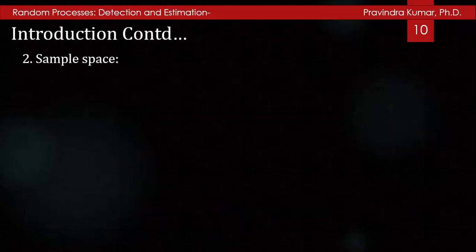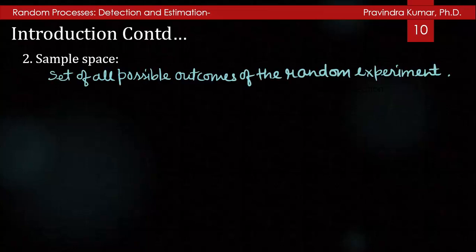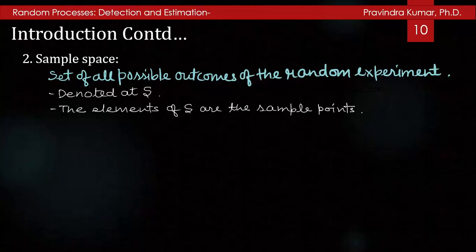Now sample space. The sample space, sometimes known as the universal set, is the set of all possible outcomes of the random experiment, and it is denoted by S, and the elements in S are the sample points. Each outcome of the random experiment corresponds to a sample point.